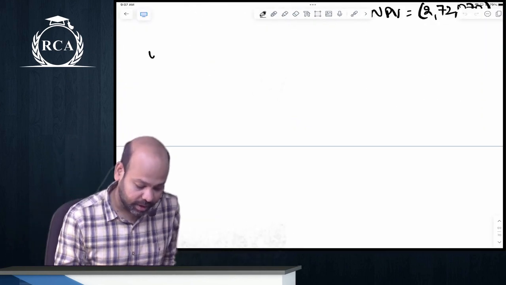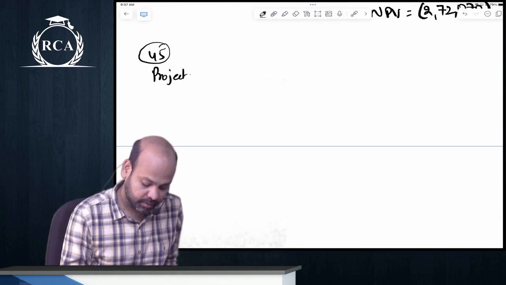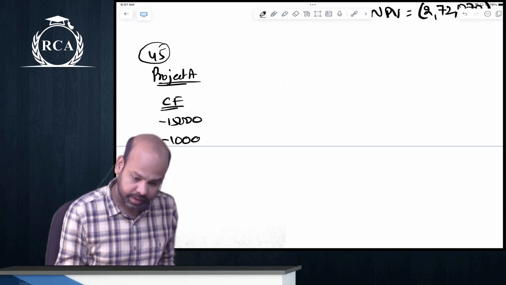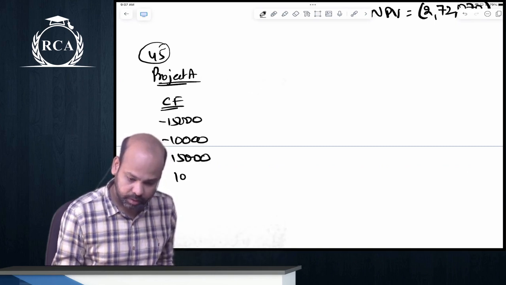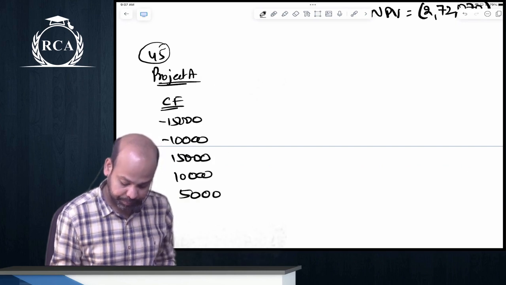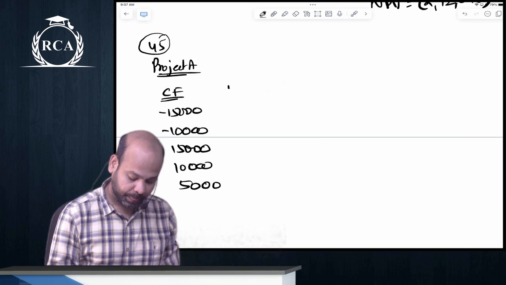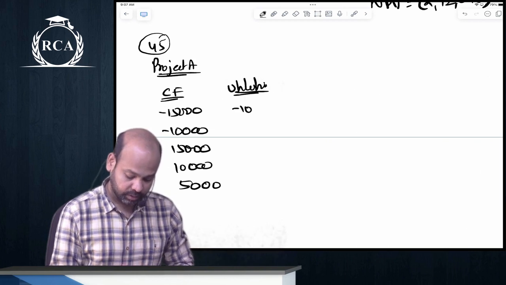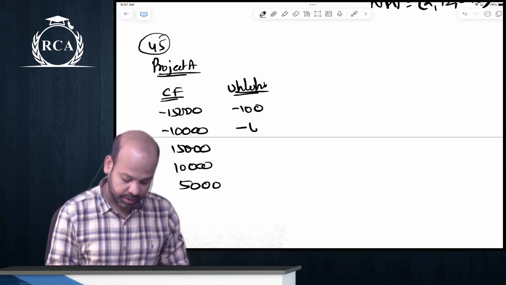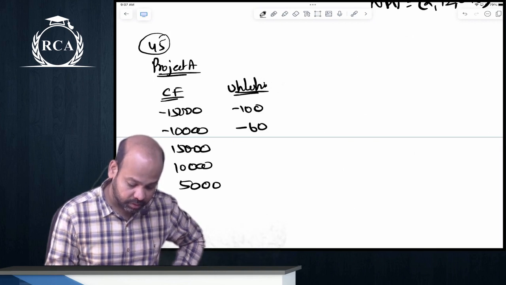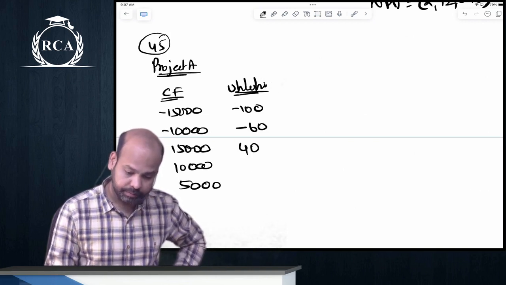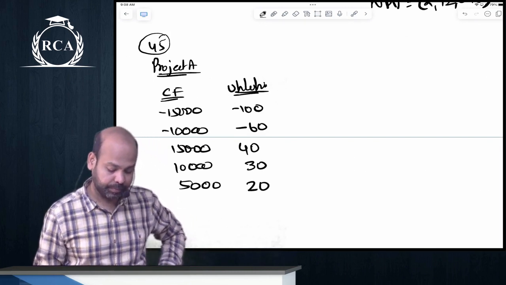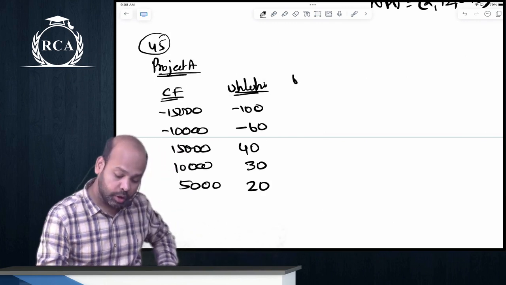I'll do it, guys. लिखो बेटा आंसर. Project A. Cash flow बेटा is minus 15,000, minus 10,000, positive 15, positive 10, positive 5. These can be your cash flows. The utilities बेटा: नेगेटिव 15,000 की यूटिलिटी कितनी है? नेगेटिव 100. नेगेटिव 10,000 की यूटिलिटी नेगेटिव 60. पॉजिटिव 15,000, 40. हाँ 20. These are your utilities.